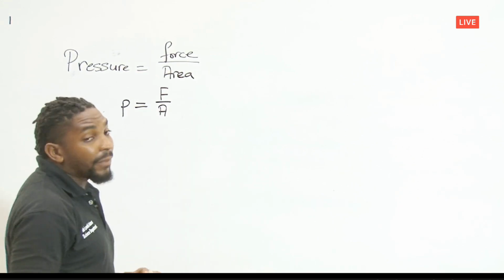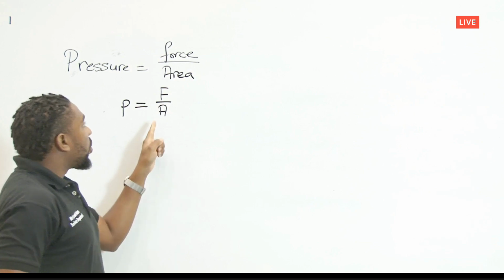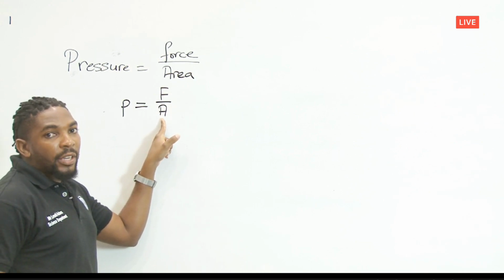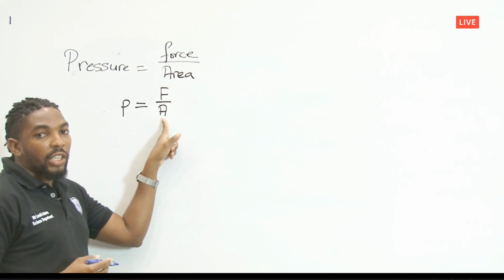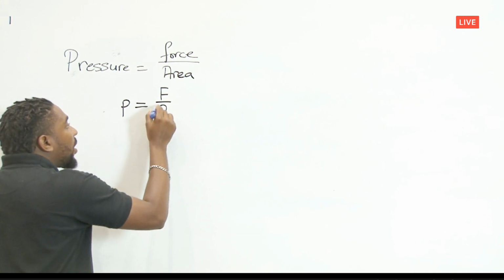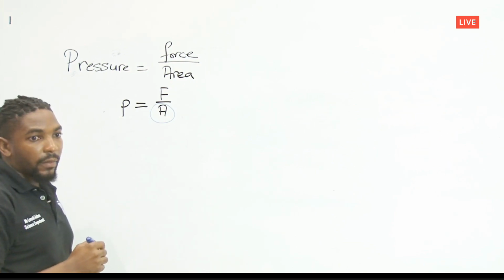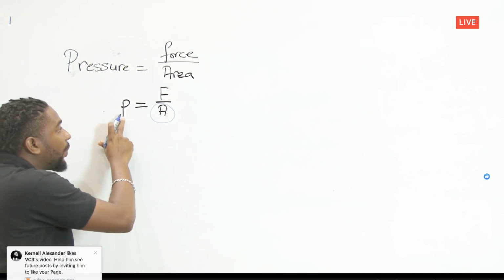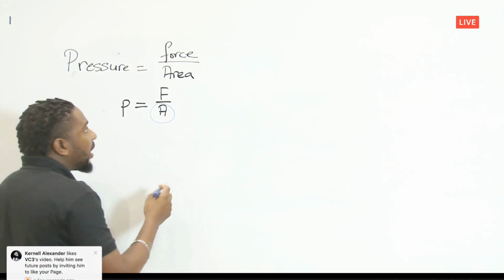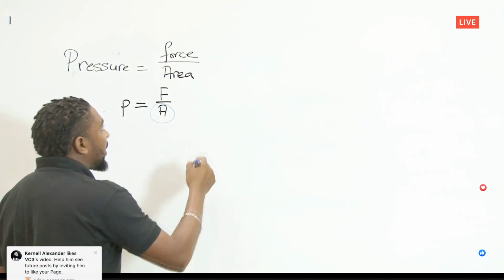As you know, physics is related to maths. Physics is the father of maths. Good? So what you can see here is that area is the denominator for this equation. The smaller the denominator, the larger the quotient is going to be. The larger the pressure is going to be here.